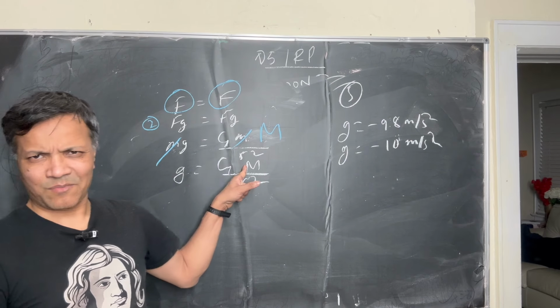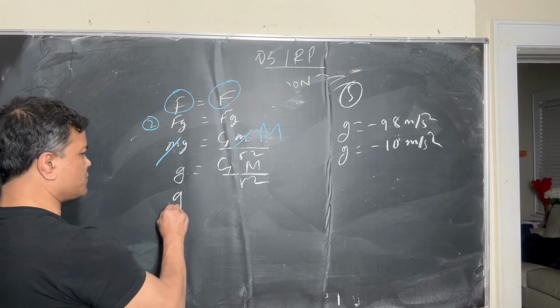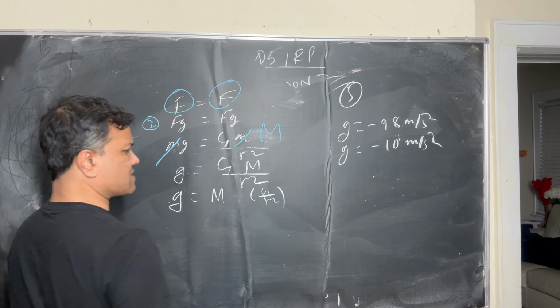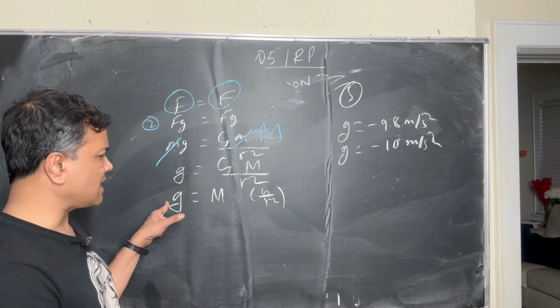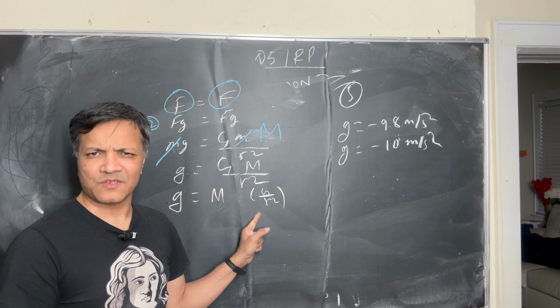Now you want to change the mass, but you don't want to change the gravitational constant or radius. So you want to write g is equal to big M, G over R squared, and you don't want to change them. Still left hand side is equal to right hand side. Left hand side is meter per second squared, right hand side is meter per second squared.